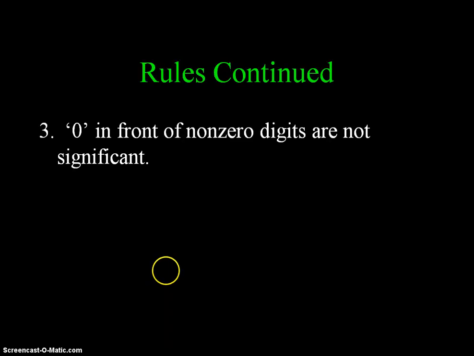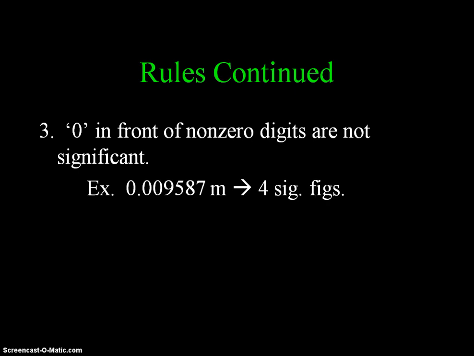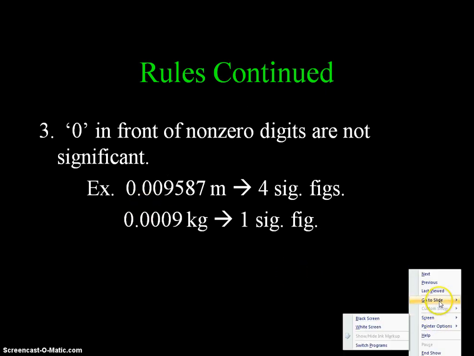Here we go. Rule number 3, a 0 in front of non-zero digits are not significant. For example, if we were measuring this value here, the 9, the 5, the 8, and the 7 are considered to be significant. This 0, this one, and this one are mere placeholders. They're just guys holding your place in line, right? They don't actually indicate the accuracy or the precision of the number. They're just placeholders.